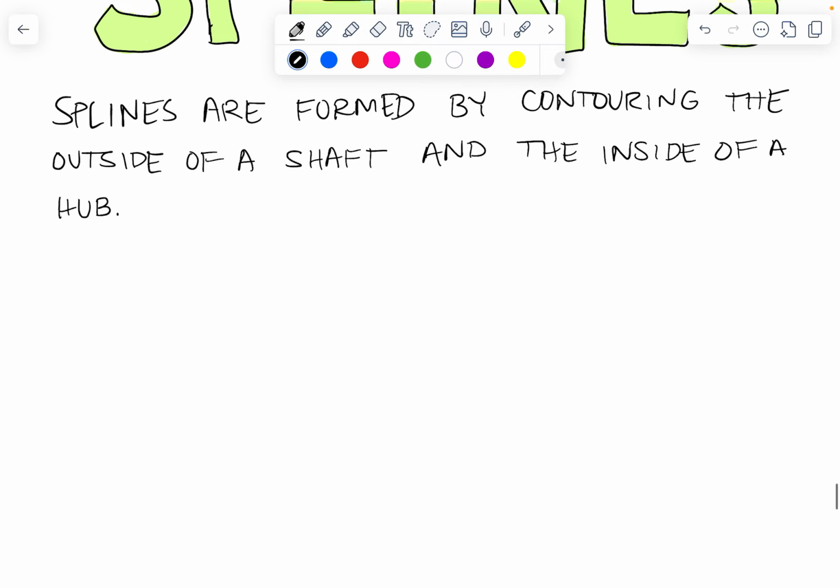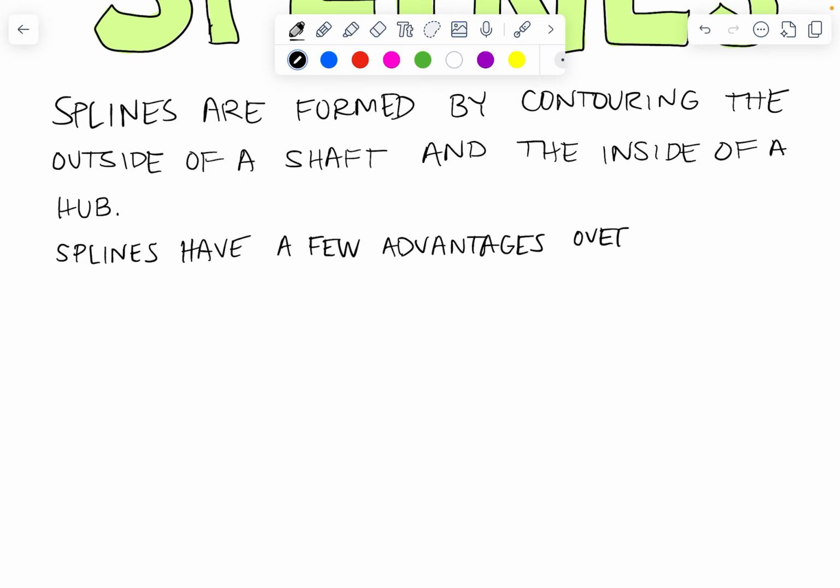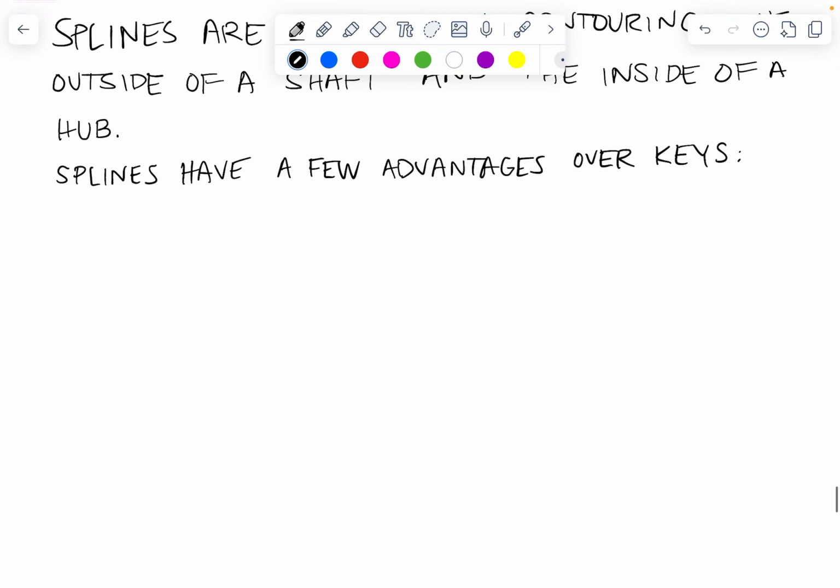All right, and splines have a few advantages over keys. So first of all, splines can transmit larger loads.